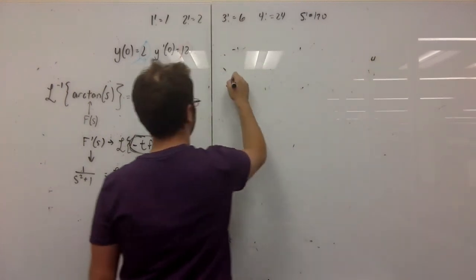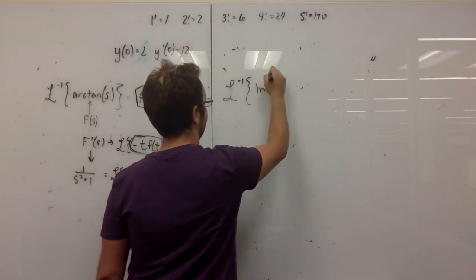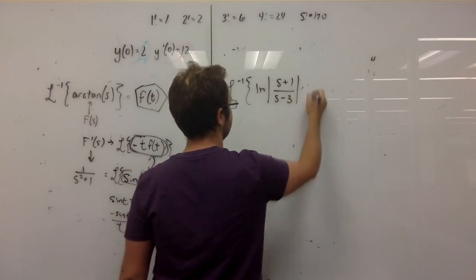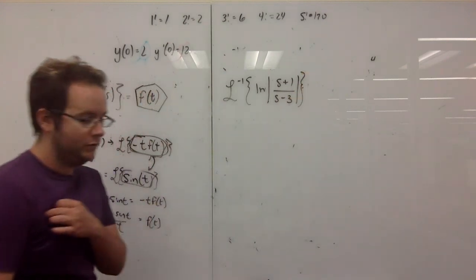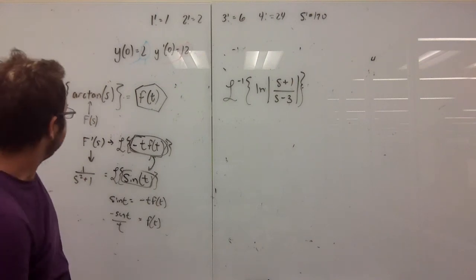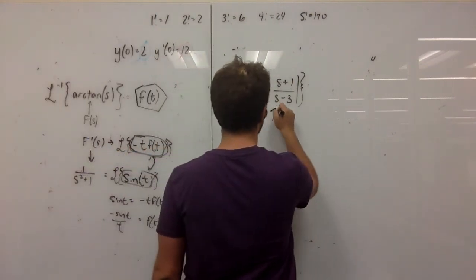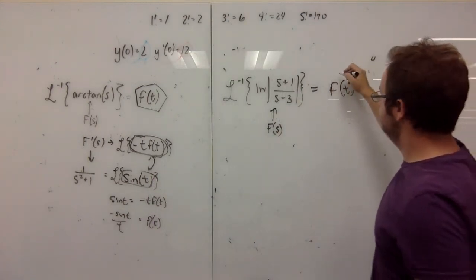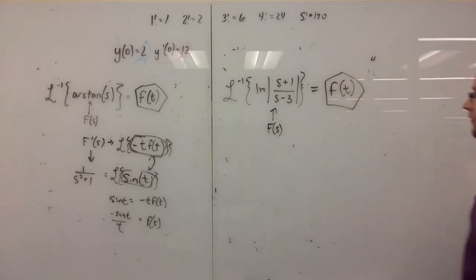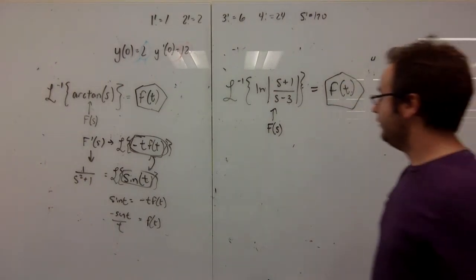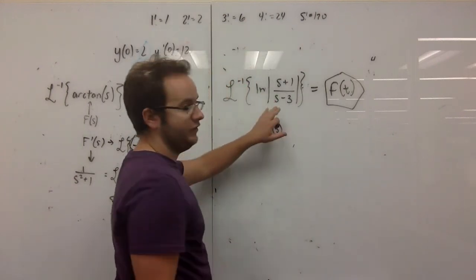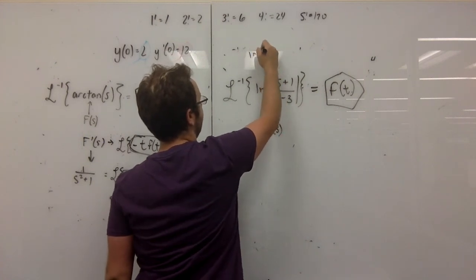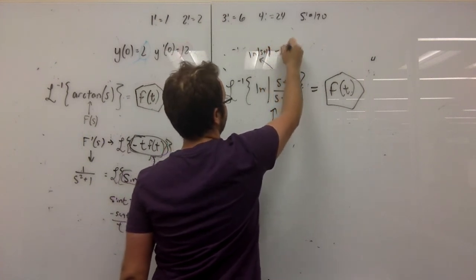So this one wants us to find the Laplace inverse of something like ln of s plus 1 over s minus 3. Cool? Now the question is, same thing as before, we're going to call this capital F of s. And this will equal f of t, and our goal is to find that f of t. How could I find that? Well, we're going to start by looking at the derivative. The derivative might become simpler if I split this up, by the way. ln of s plus 1 over s minus 3 is the same thing as ln of s plus 1 minus ln of s minus 3, right?